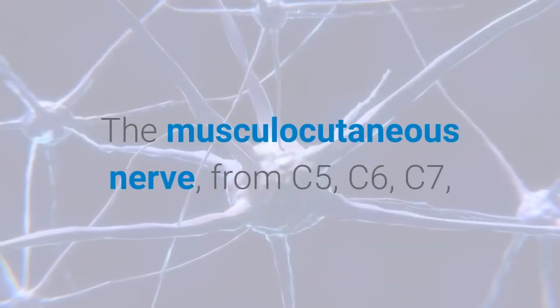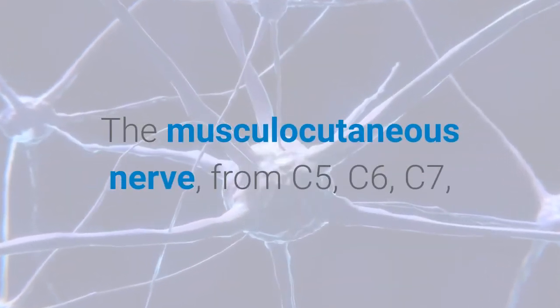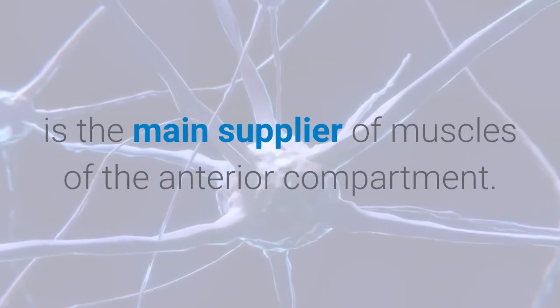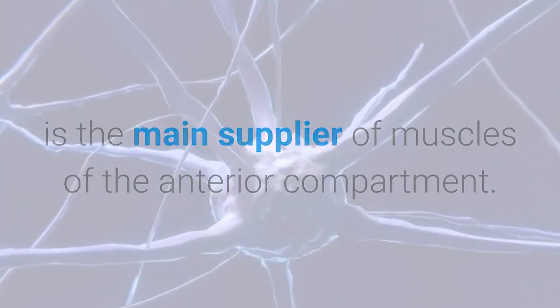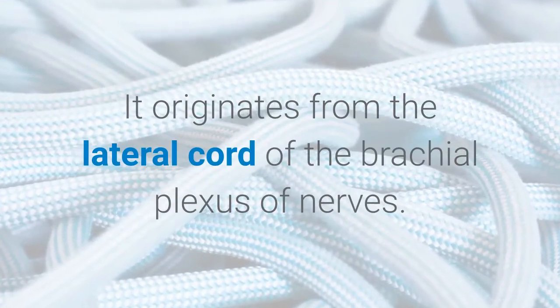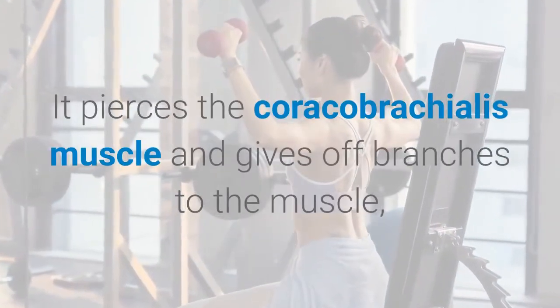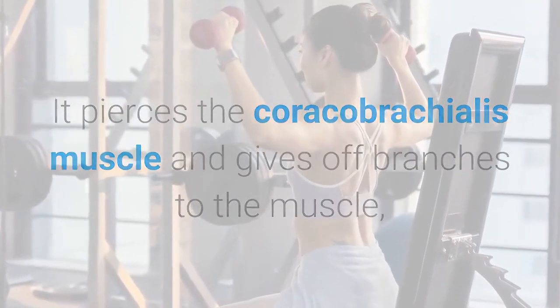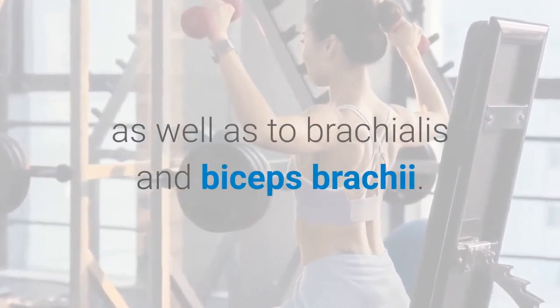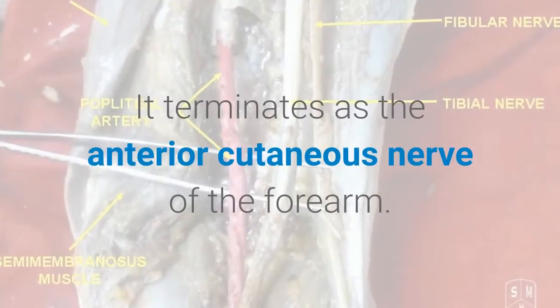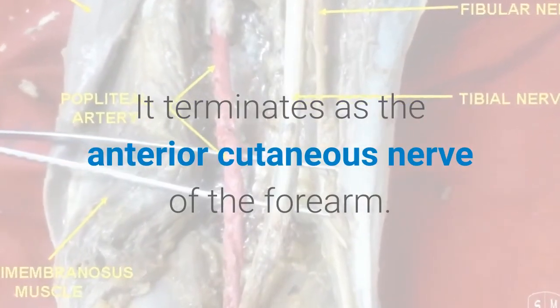The musculocutaneous nerve, from C5, C6, C7, is the main supplier of muscles of the anterior compartment. It originates from the lateral cord of the brachial plexus of nerves. It pierces the coracobrachialis muscle and gives off branches to the muscle, as well as to brachialis and biceps brachii. It terminates as the lateral cutaneous nerve of the forearm.